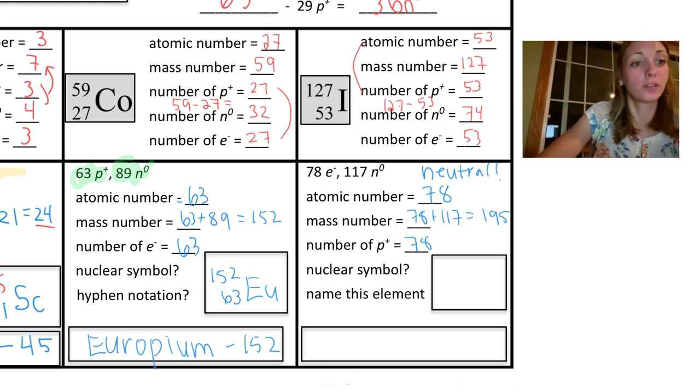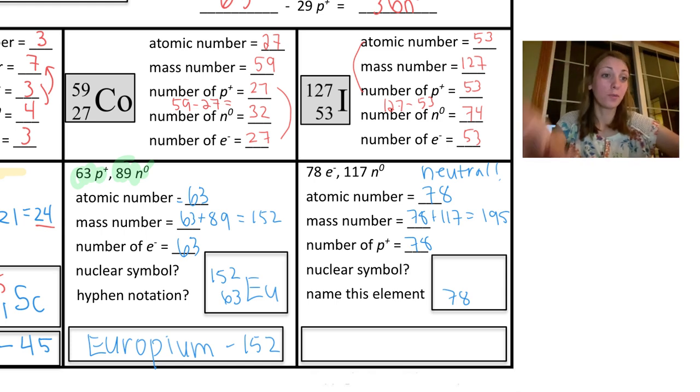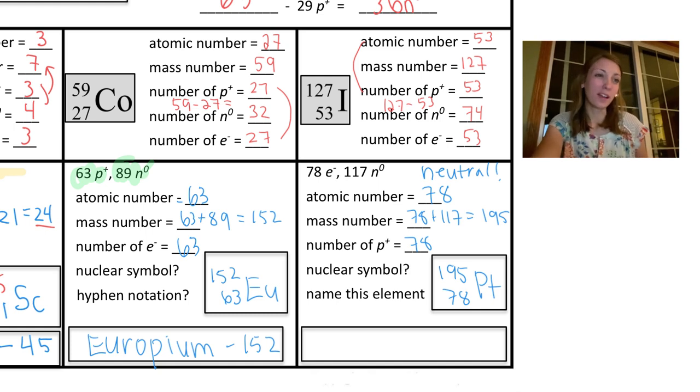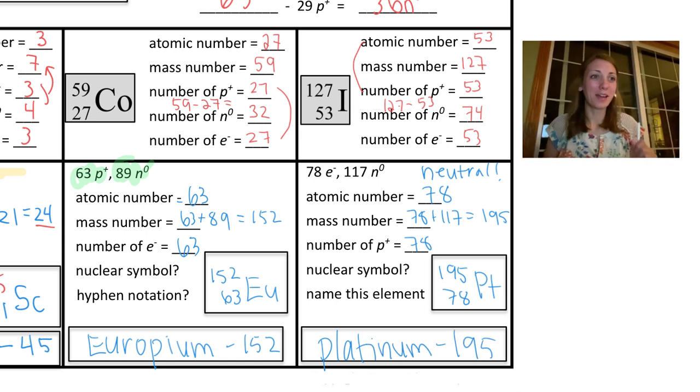This element, if you look up element number 78, because the protons tell you what element, that is platinum. Its mass for this particular version of platinum is 195. That might not exactly match what you see on the periodic table. We'll talk more about why that is later. Okay, and so then this is platinum. Did I spell it right? Platinum hyphen 195 for its mass.